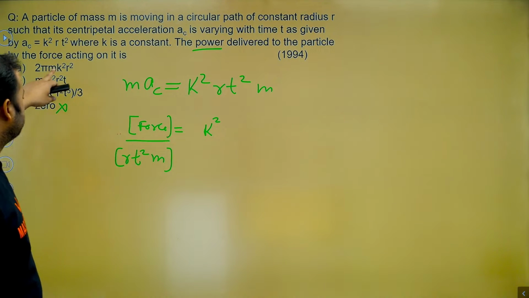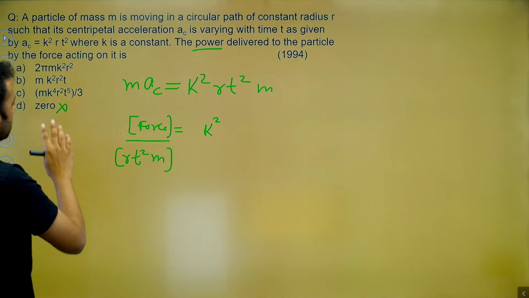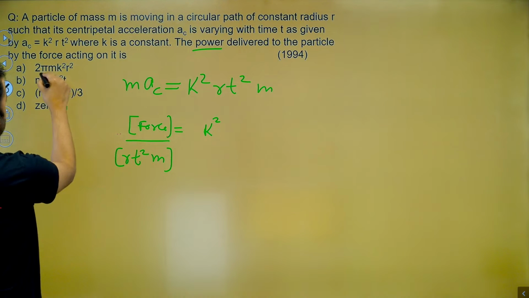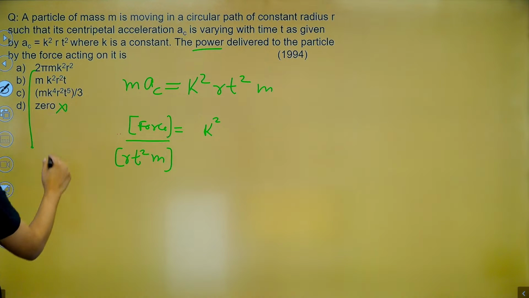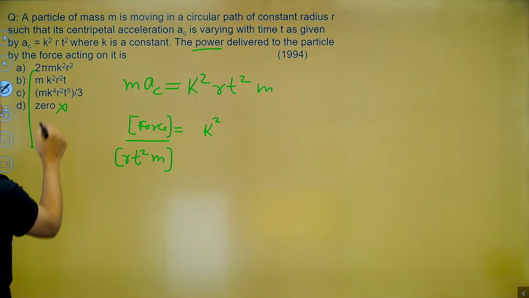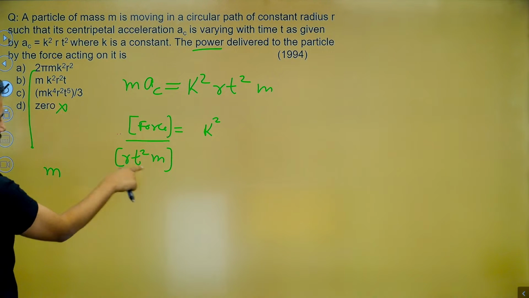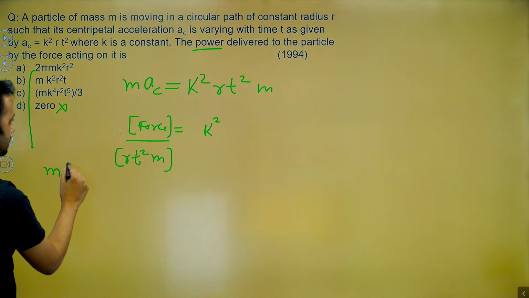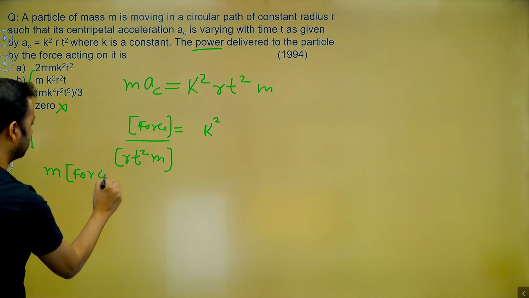Now if you go and check the dimension of option A, we want the dimension of power, and power is force into velocity. So if you check option A, this is 2 pi m k square r square. 2 pi does not have any dimension. So m is here. The dimension of k square I am putting from here. So we will write here the dimension of force.